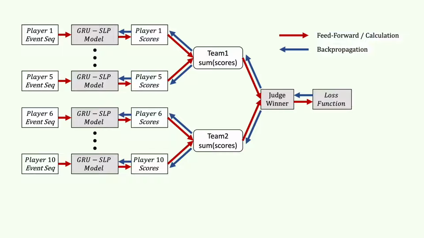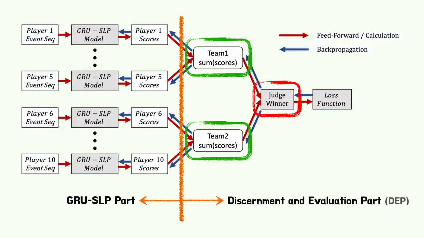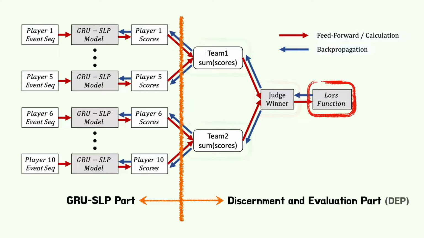Also, our model consists of two main parts. The left part is a GRU SLP part, which comprises GRU SLP models that I explained previously, taking each player's action sequence of a match. The right part is the discernment and evaluation part. DP discerns the winner by comparing the team's total score and calculates the loss to execute backpropagation.